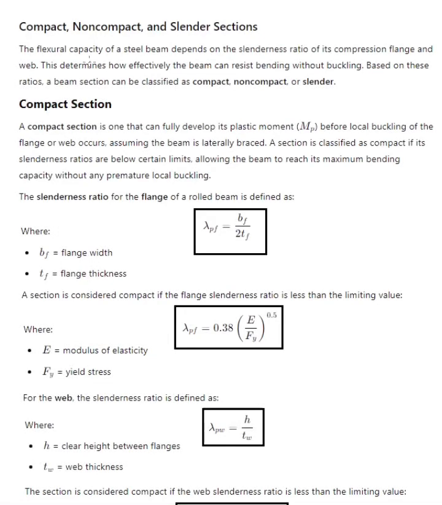So we will start with beam one. Here, you can see compact, non-compact, and slender sections. The flexural capacity of this steel beam depends on the slenderness ratio of its compression flange and web. This determines how effectively the beam can resist bending moment without buckling.